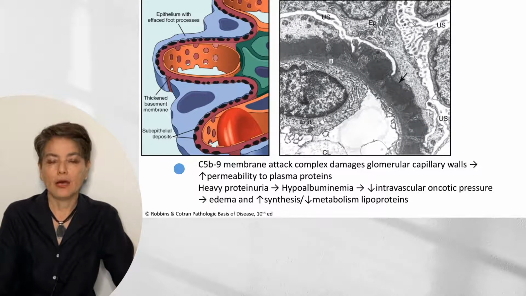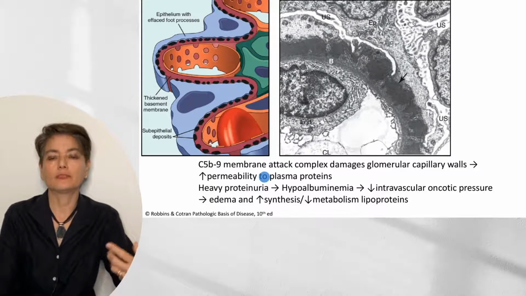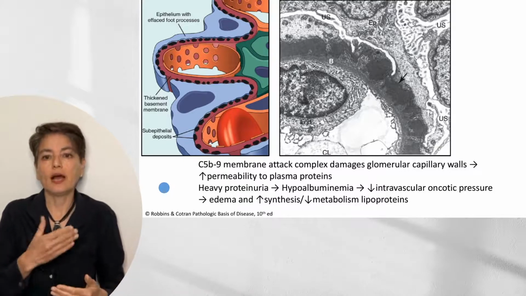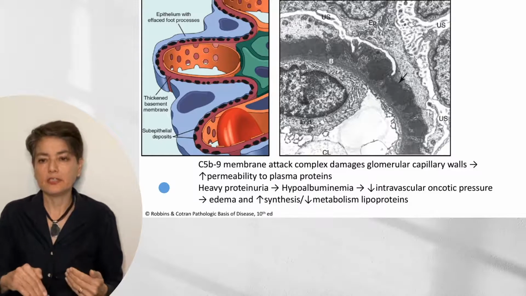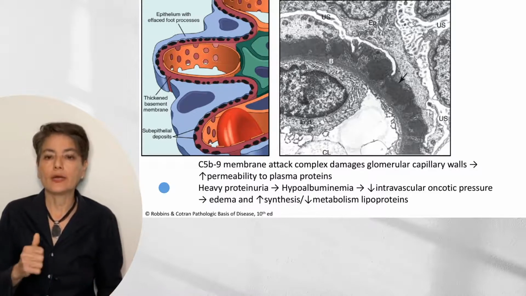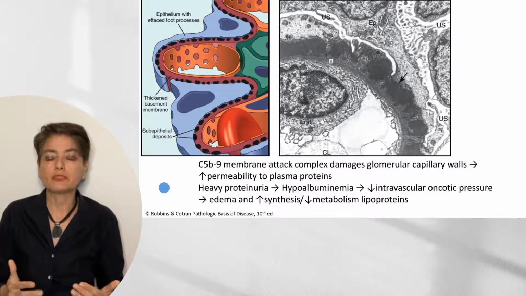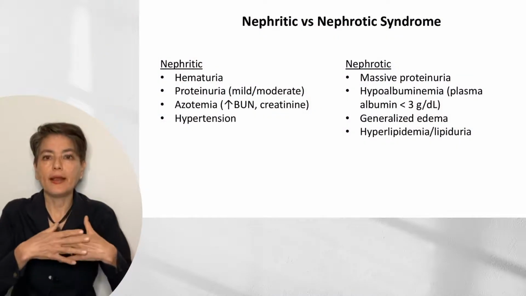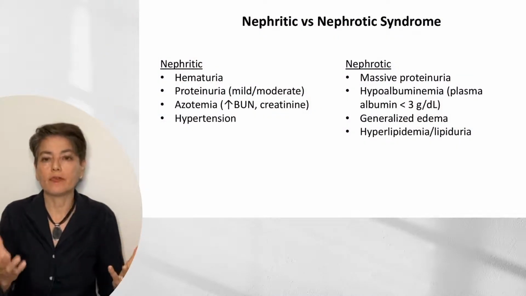So the etiology will be that the C5b9 membrane attack complex is going to damage the glomerular capillary walls, leading to the increased permeability of plasma proteins. This heavy proteinuria leads to hypoalbuminemia, decreased intravascular oncotic pressure, which will have two effects. It's going to cause edema, and it's going to increase synthesis, decrease metabolism of your lipoproteins, leading to your lipidemia and your lipiduria.